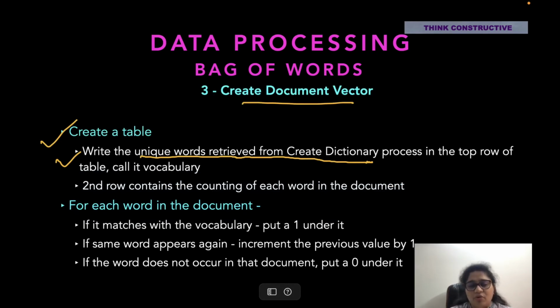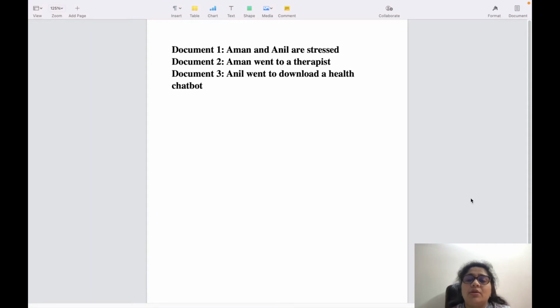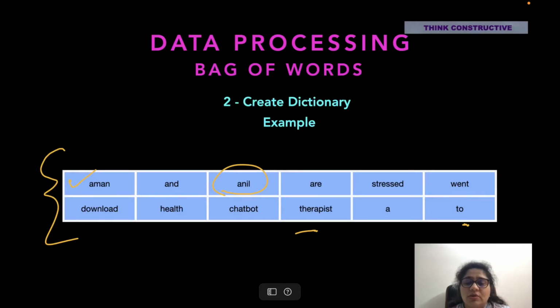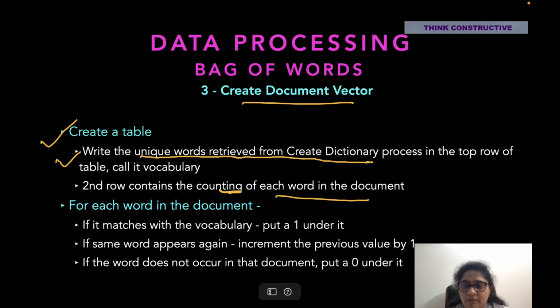Now, the second row of the table should contain the counting, or the frequency, of each word in the document. Got it? So, for example, Aman. In document 1, I'll show you, Aman is coming only once. So when we create the document vector for document 1, the frequency for Aman will be 1.